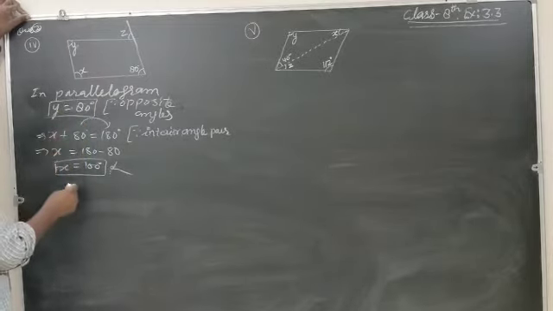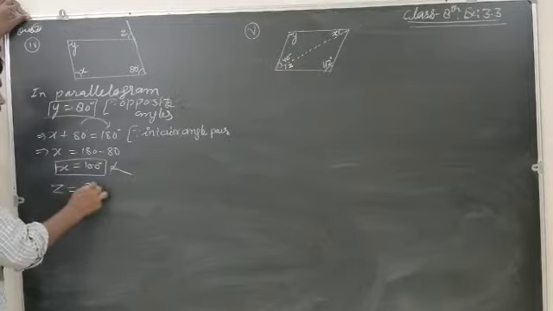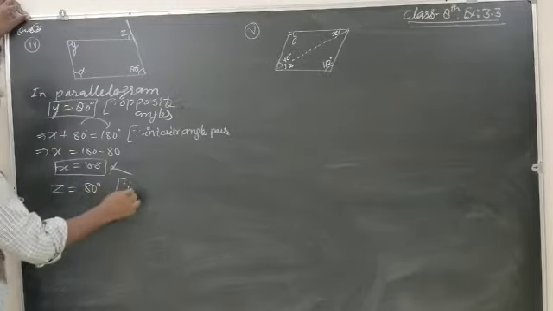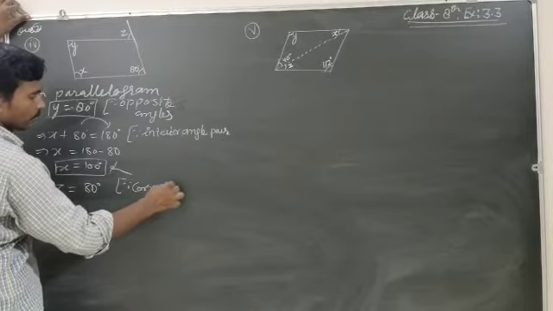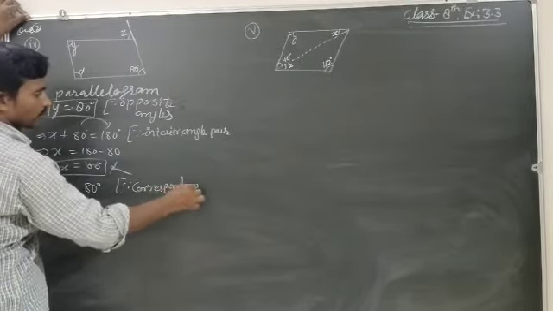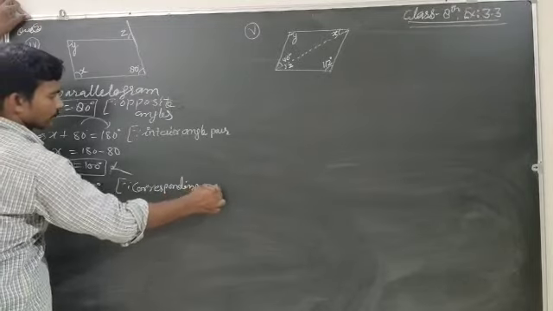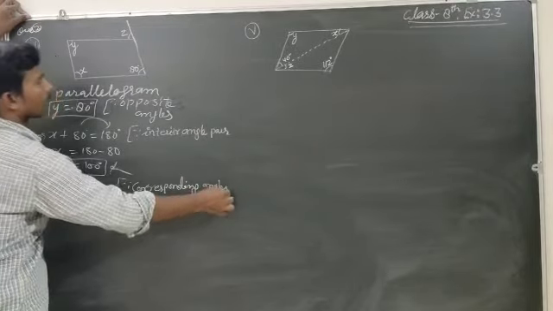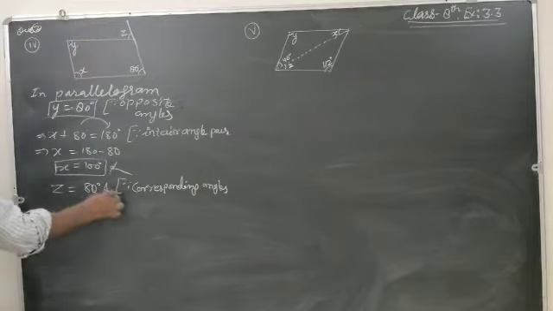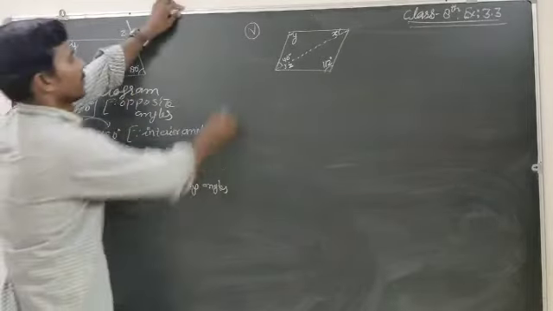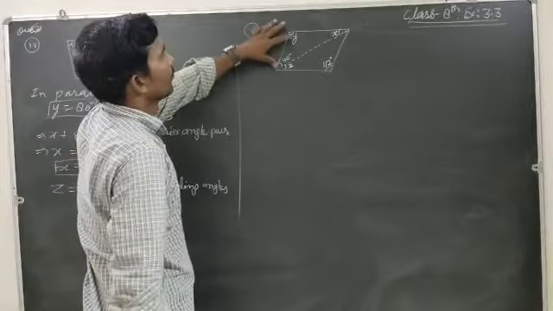Now z equals 80 degrees because corresponding angles. Corresponding angles, because these lines are parallel. So complete question 4. Now we come to next question 5.